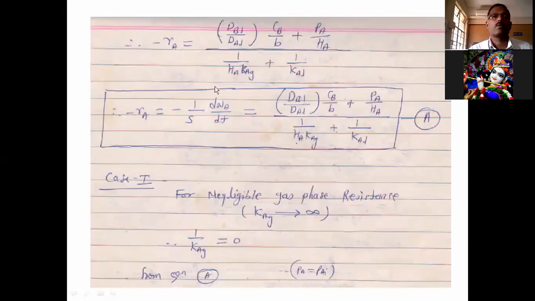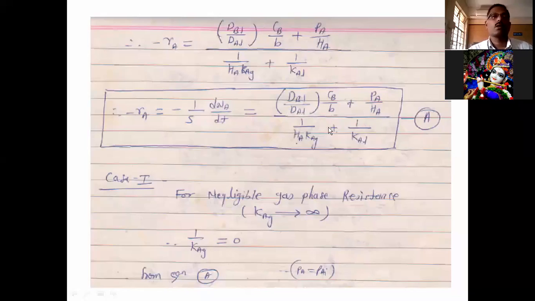So this is the equation we obtain, that is minus R is equal to minus 1 upon S into dNa upon dt. That is the minus R, the definition of rate of reaction. S is the surface, which is equal to dBl upon dL into Cb upon B plus Pa upon Ha, upon 1 upon Ha into Kg plus 1 upon Kl. This is equation A. So this is the important equation.